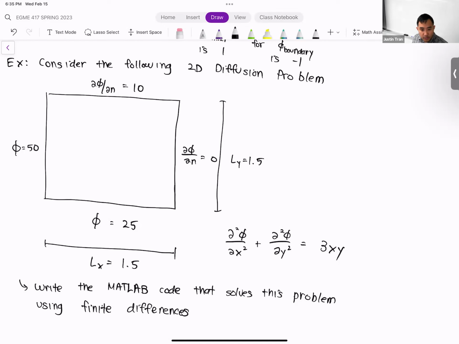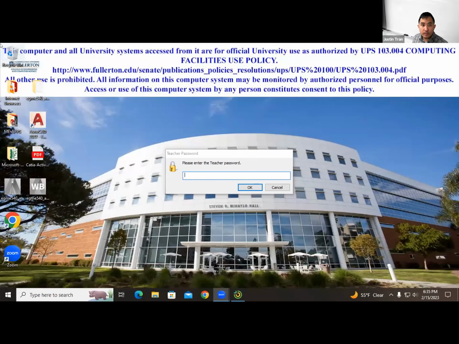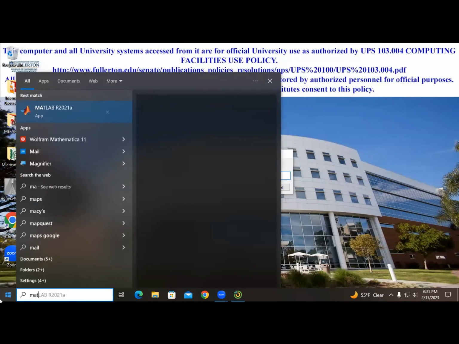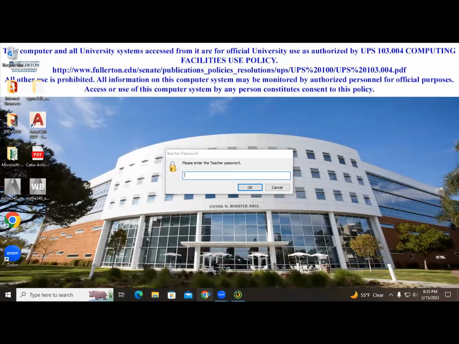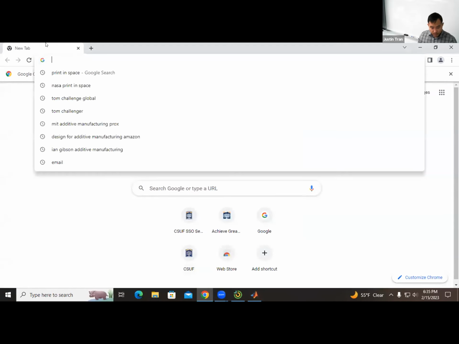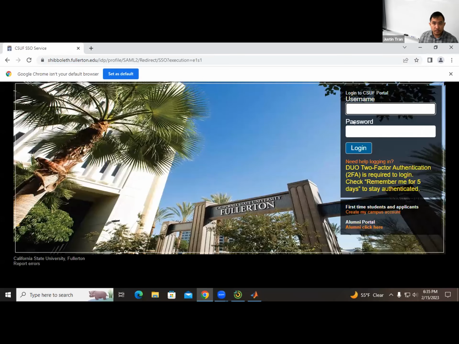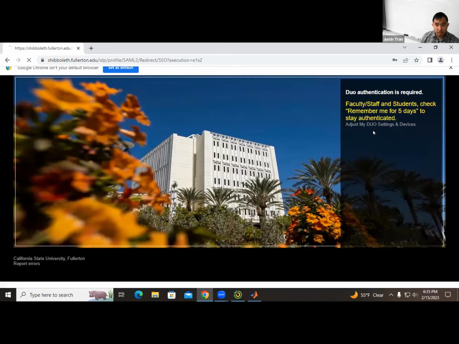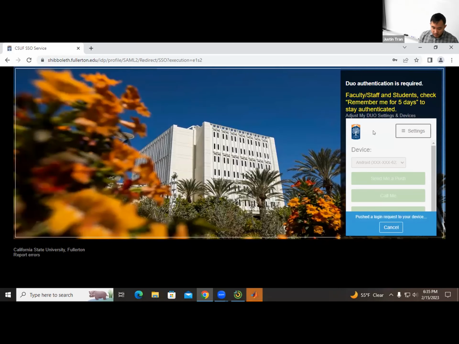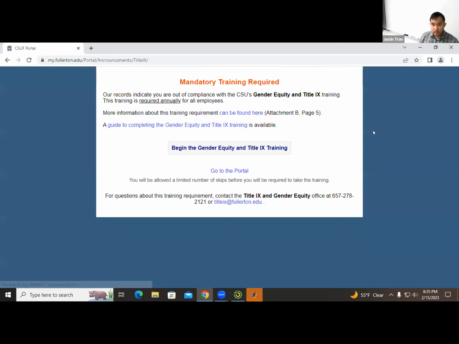Okay, so let me go ahead and switch over to the computer screen here. Let me open up MATLAB. Is there class on Monday? And we're going to need Chrome as well. Stupid S-Duo thing. Skip that.